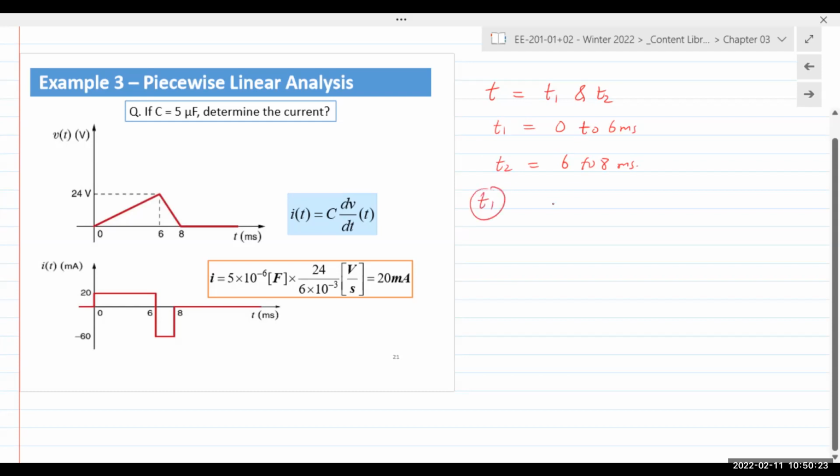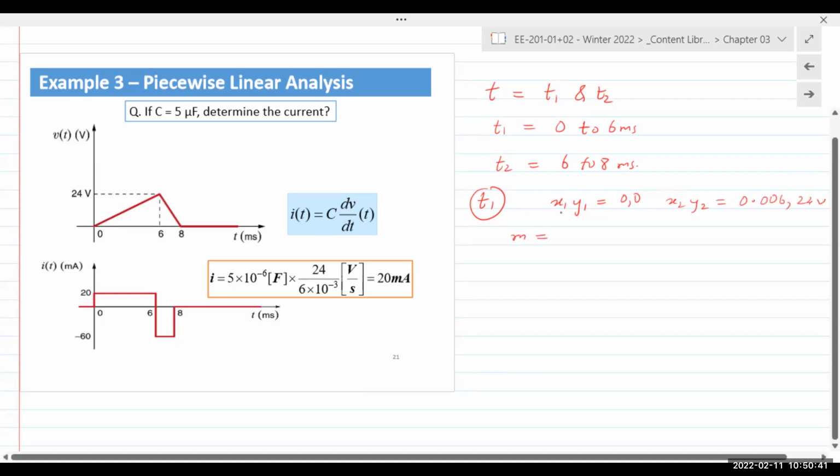For T1, my X1, Y1 is 0, 0. X2, Y2 is 6 milliseconds, so 0.006 and 24 volts. So my slope is 24 minus 0 over 0.006 minus 0. This comes out to be 4,000 volts per second.